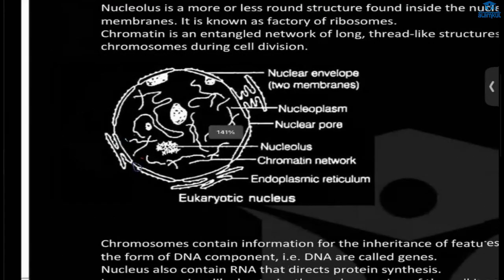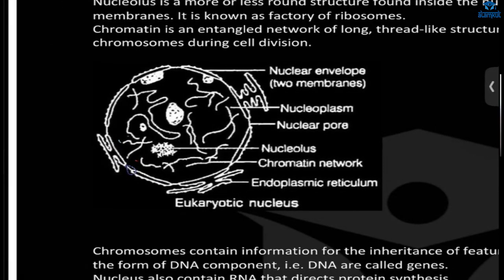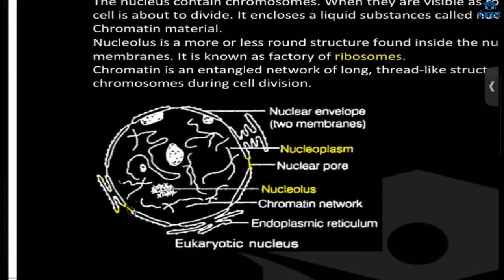What are the parts of the nucleus? Well, you first have the nuclear membrane, then the chromatin material, the nucleolus, and the nucleoplasm. And we have the nuclear pore, where the transport of material between the cytoplasm and nucleus happens. The fluid content of the nucleus is nucleoplasm. And the nucleolus produces ribosomes. Ribosomes produce protein.